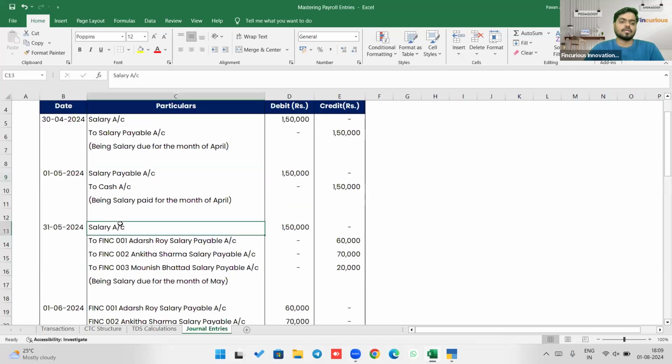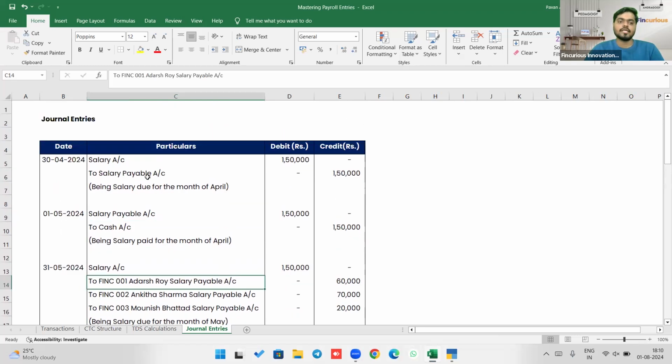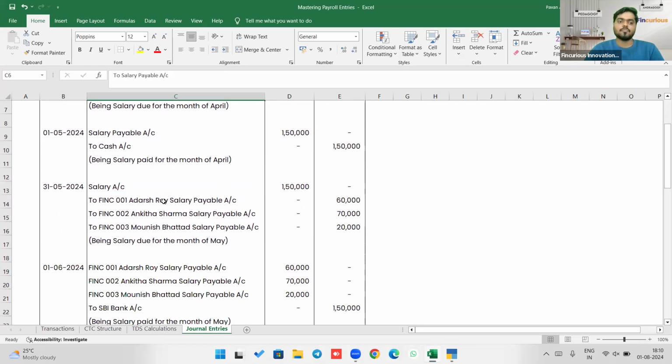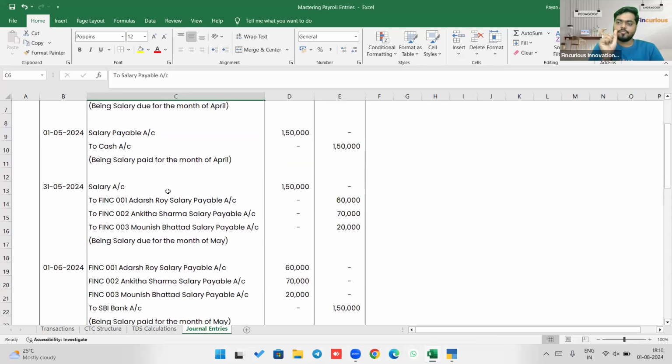So in Excel, you can see that on 31st of May, the salary due entry has been passed. Salary account debit 1 lakh 50, to FinC 001, otherwise salary payable account. Why salary payable account? Here also you have done salary payable only, but from May month, we want each and every employee name properly to be credited. So FinC 001 salary payable account 60,000, FinC 002 Ankita Sharma salary payable 70, FinC 003 Monish Bhattar salary payable 20.